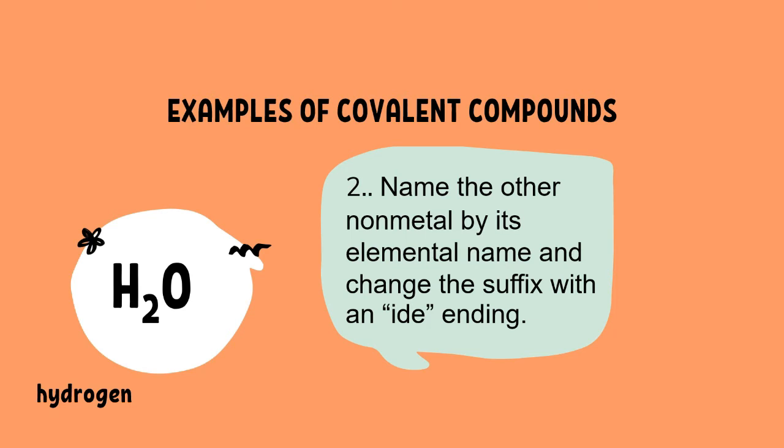So our next or second element, which is O, stands for oxygen, which is also a nonmetal. So we just copy from the periodic table, oxygen. But again, always remember we need to change the suffix with an IDE ending. So instead of making it oxygen, it will become oxide. So again, it does not end here because we have rule number 3.